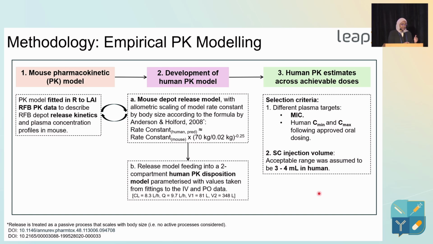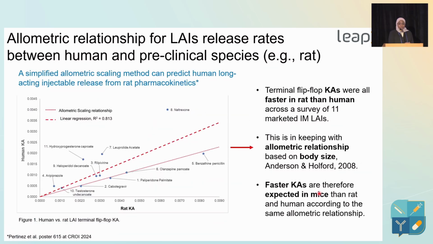The selection criteria for the first-in-human dose were plasma targets, MIC, Cmin, and Cmax following approved oral doses to reflect the therapeutic window, and using an acceptable subcutaneous human volume, which is between 3 and 4 milliliters. A similar approach was used in KELT by our senior colleague Henry Pertinez, who presented that work last year at CROI, on the allometric relationship for long-acting injectable release rates between human and rats.